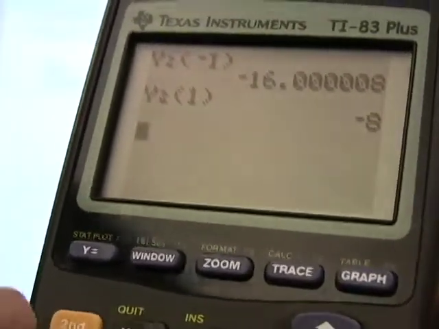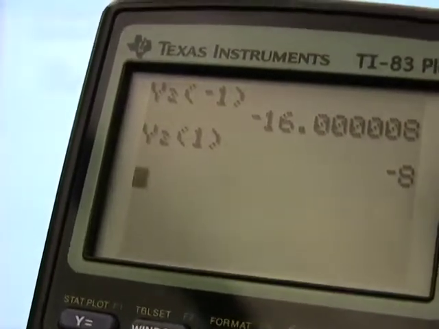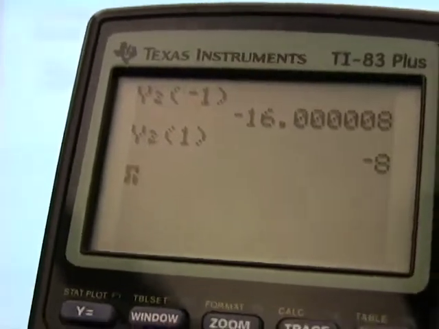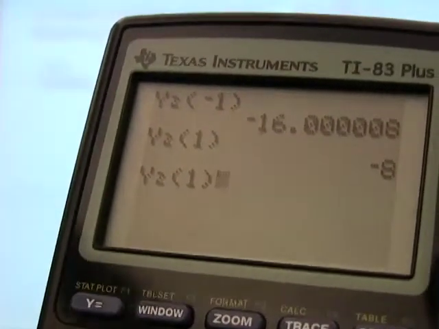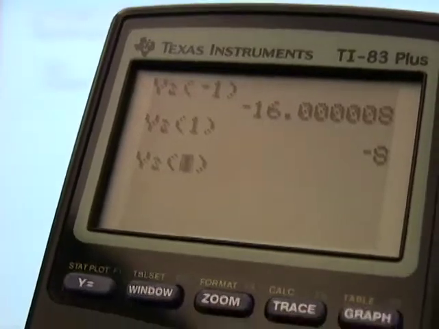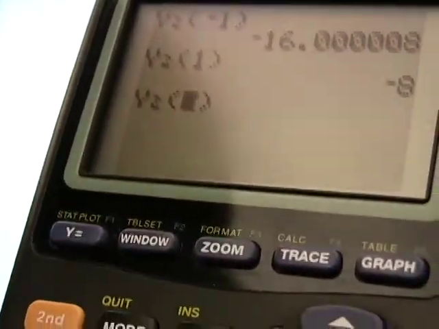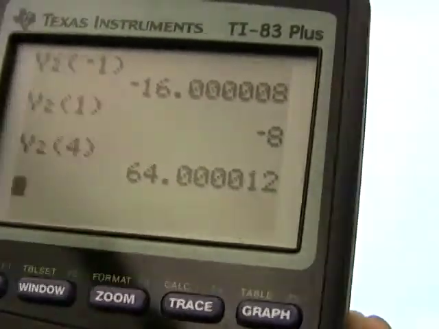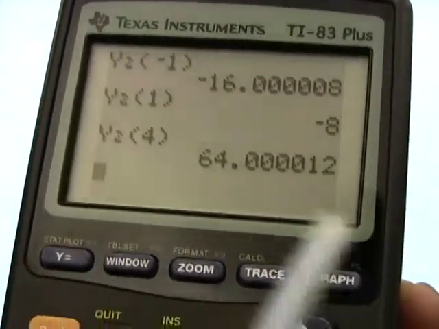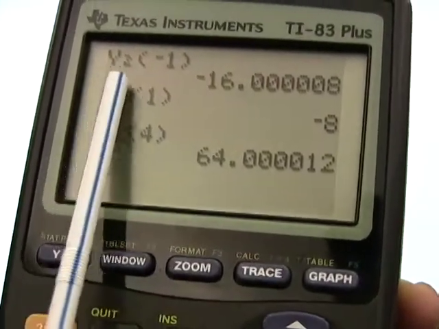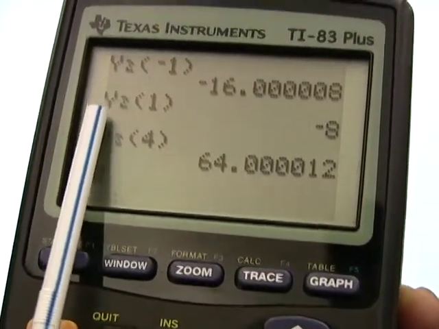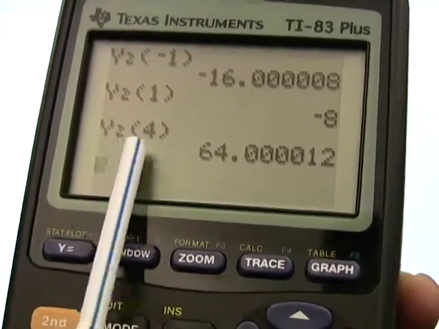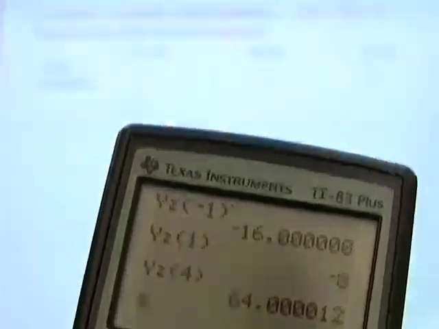All right, let's get the value of the first derivative at x equal to 4. Second enter, and go back there and change that to a 4. There you go. And enter. That is positive. So take note of that. The first derivative at x equal to -1 is negative. At x equal to 1 it is negative. At x equal to 4 it is positive.